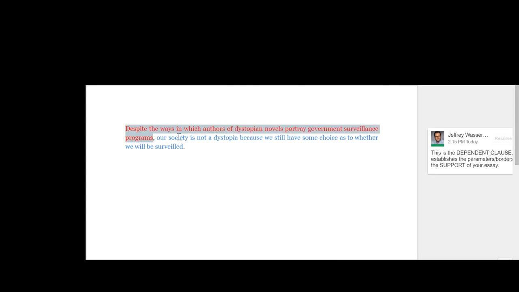So I've highlighted the dependent clause here in red. And now in blue is the independent clause, which is the point you're actually trying to make about the text at hand. So this independent clause also is going to work as your conclusion for your entire essay. It'll bring us to that point, at least.